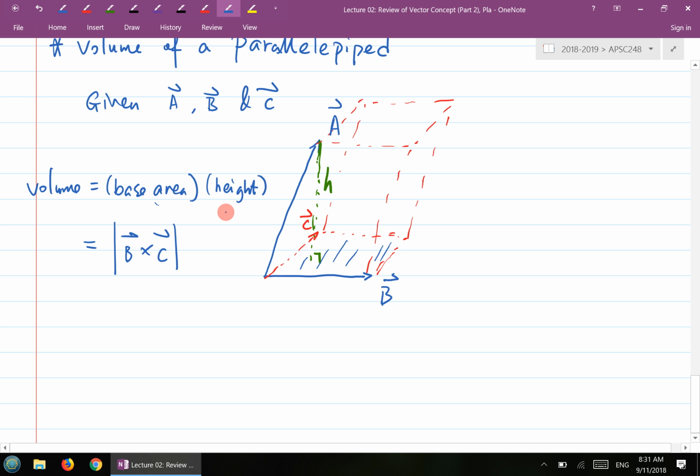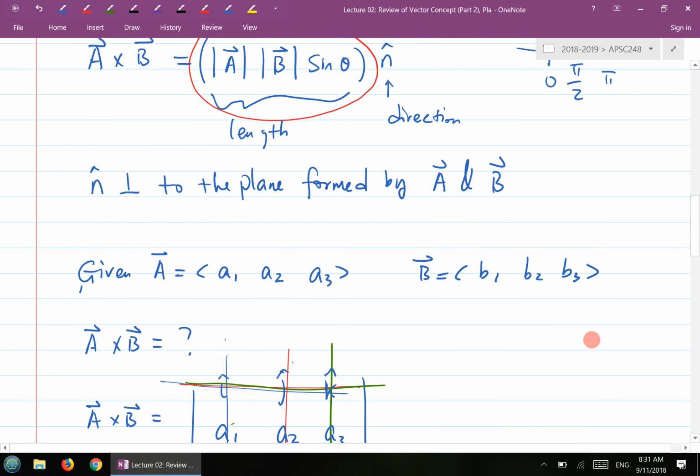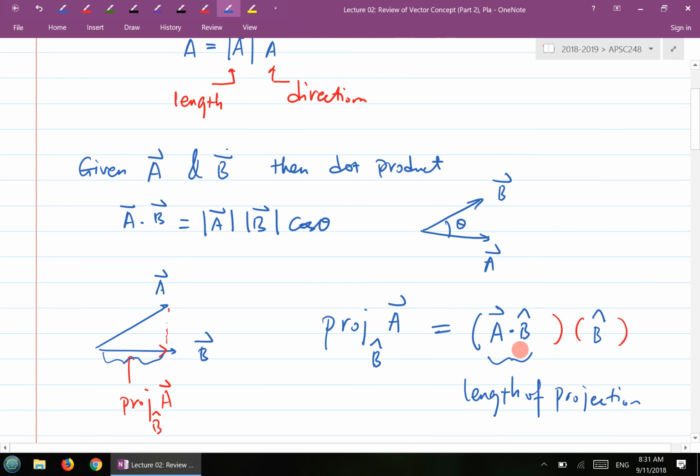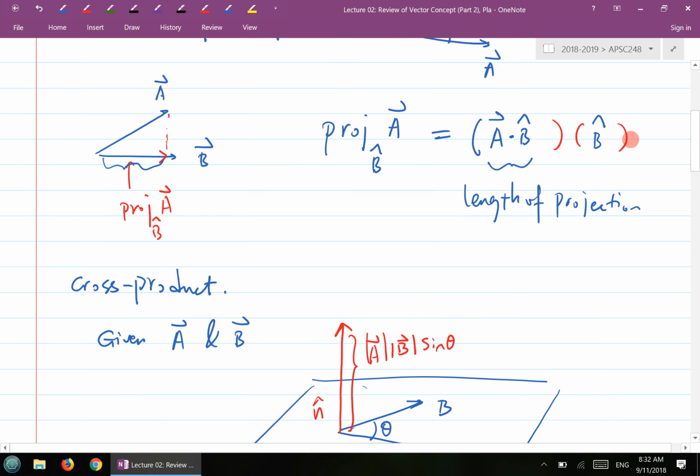Now I need you to think back a little bit, probably 3 steps back, to the beginning of the review of the dot product. If I want to know the h here, I want you to use the physical meaning of the dot product. If you think back at the beginning, how do I get a length? You use a vector dot a certain unit direction, a unit vector. Then you get the length. So let's come back here.